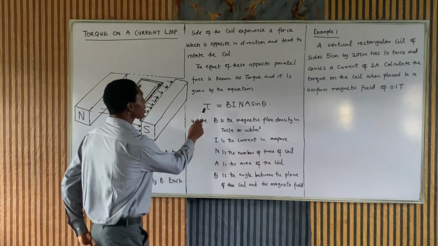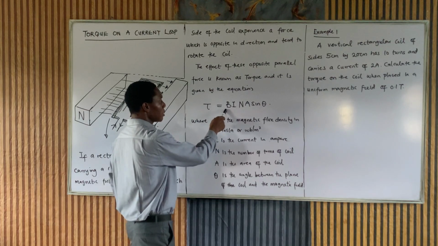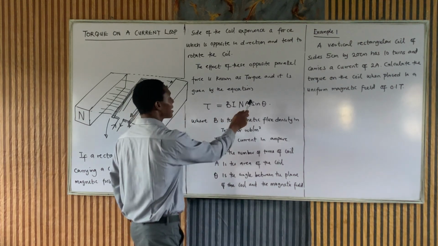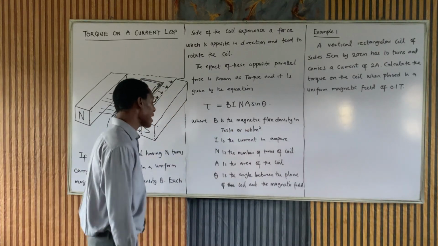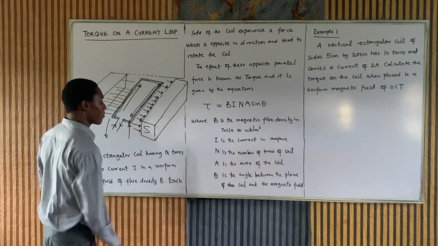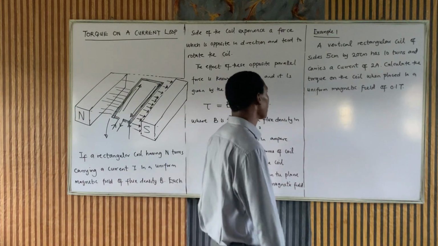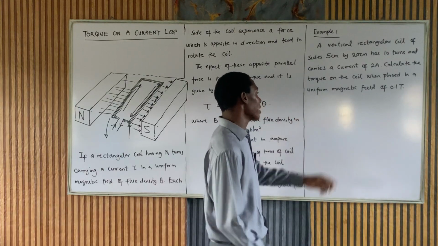Now we have it that the torque on this coil is given by B, the magnetic field flux density, times current, times the number of turns in the coil, times the area of the coil, then times sine theta, where theta is the angle between the plane of the coil and the magnetic field. So let's take this question now. A vertical rectangular coil of side 5 cm by 20 cm.